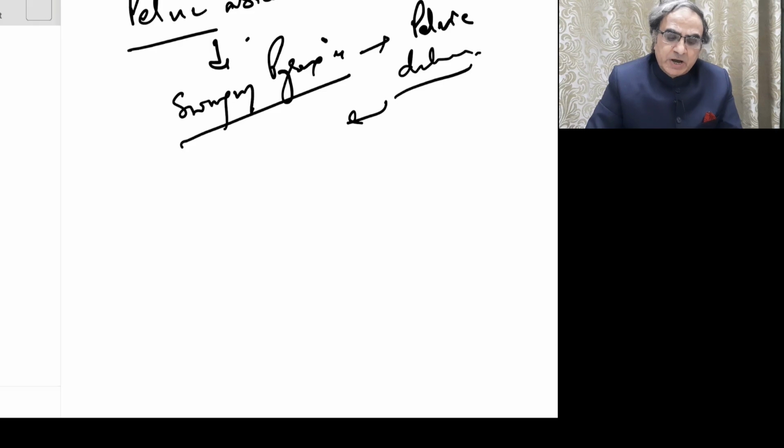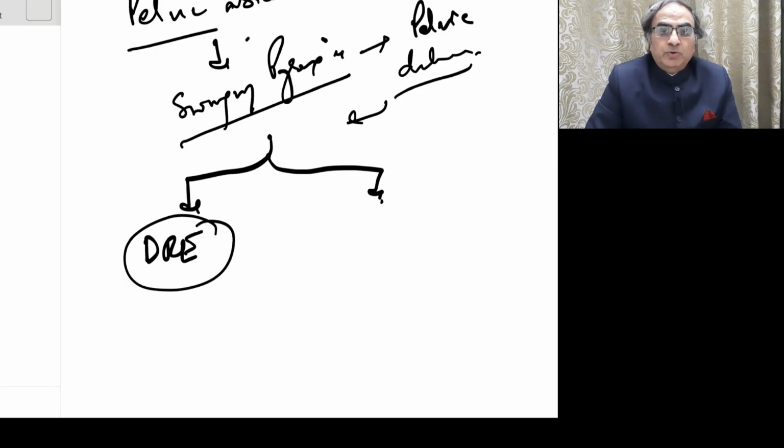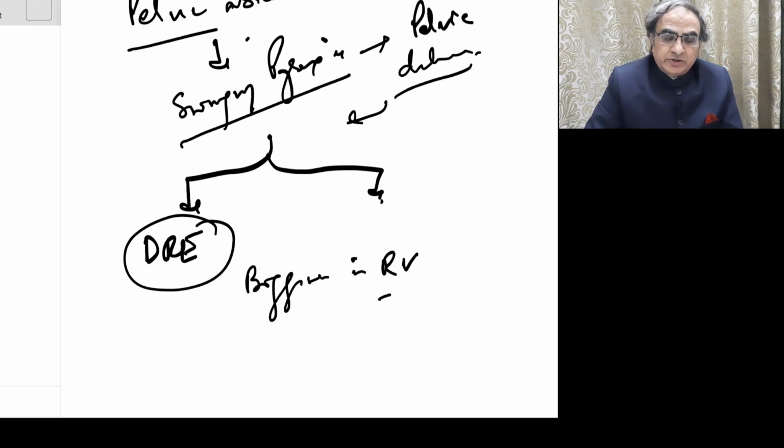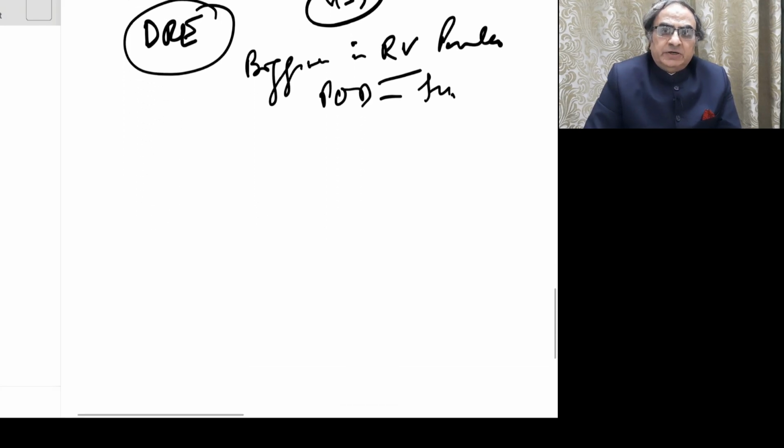Now, what are the two important steps that you should take in these cases? One is to do a DRE. If you do a DRE, you'll find bogginess in the rectovesical pouch in a male or the pouch of Douglas in a female. The other thing is you must get an ultrasound done. That will confirm your diagnosis. It's a pelvic abscess. Pelvic abscess can be drained per rectally also, but these days we do ultrasound drainage.